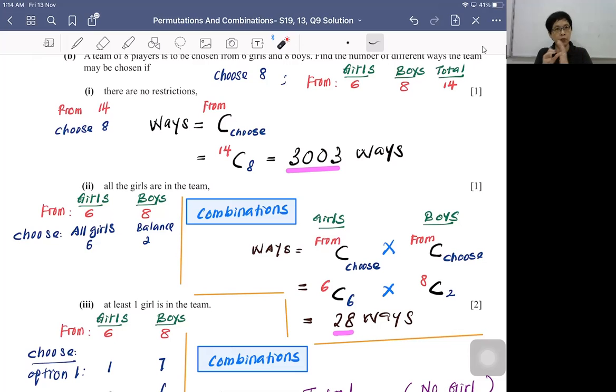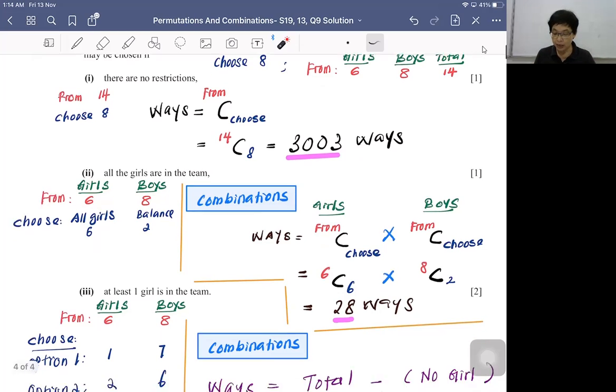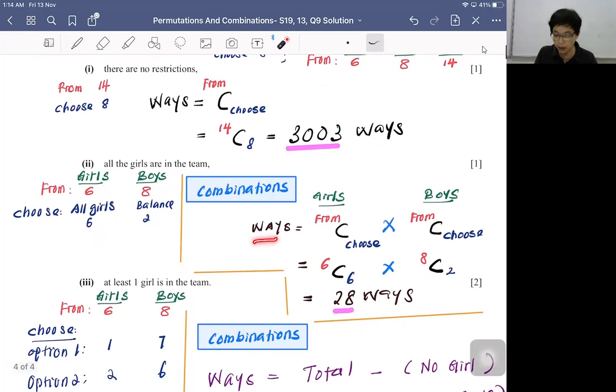Therefore, now we're going to shift all this information into our working and layout. The number of ways equals, from 6 girls, choose 6, because all girls must be chosen, not one is missed. And with the multiplication, the 8 boys will be chosen.